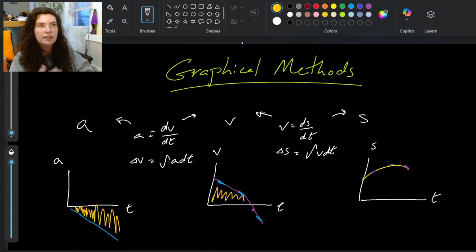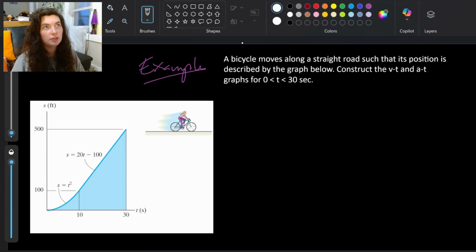So let's take a look at a couple of examples. In our first example, we have a bicycle that moves along a straight road such that its position is described by the graph below. We want to construct the VT, so velocity versus time, and AT, which is acceleration versus time graphs for 0 to t to 30 seconds. So if we look at this graph over here, we can see that on our bottom axis, we have our t-axis, our time going from 0 to 30 seconds.